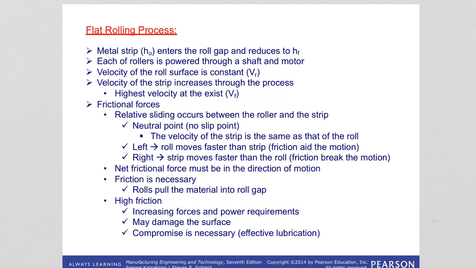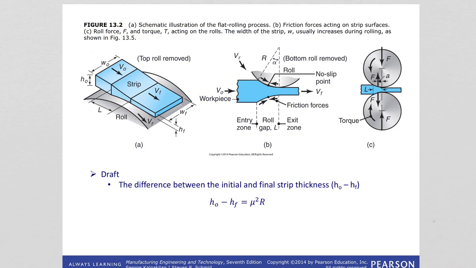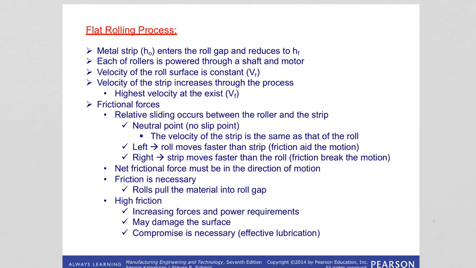So a metal strip with a thickness of H naught enters the roll gap and is reduced to a thickness of Hf. If we look here, we are seeing the strip, which is our part that we are trying to shape, entering the rolls with a thickness of H naught and exiting with a thickness of Hf. Each roller is powered by a shaft and a motor.